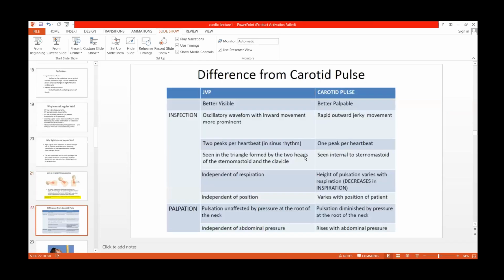Next, how to differentiate from the carotid pulse. It is also an important question for exam. That's why I have taken all these slides and you have to mug all these up. JVP is better visible, carotid pulse is better palpable. Next, it is the oscillatory waveform with inward movement. It is mainly inward movement. Inward movement is very important. And for carotid pulse, it is rapid, outward, jerky movements.